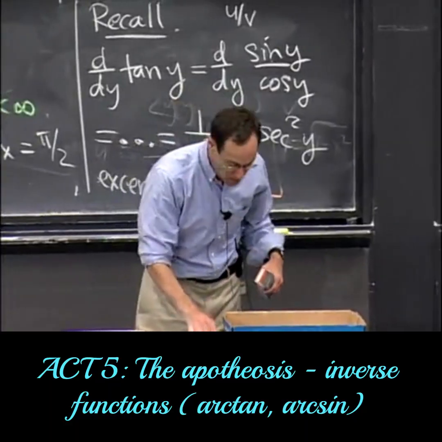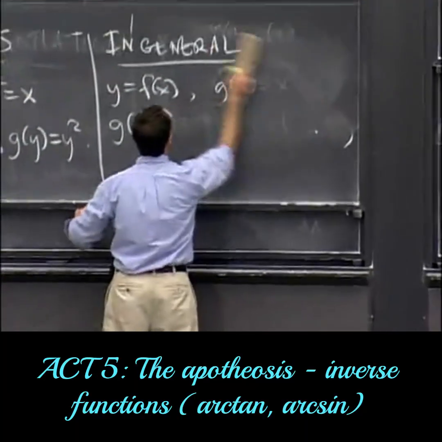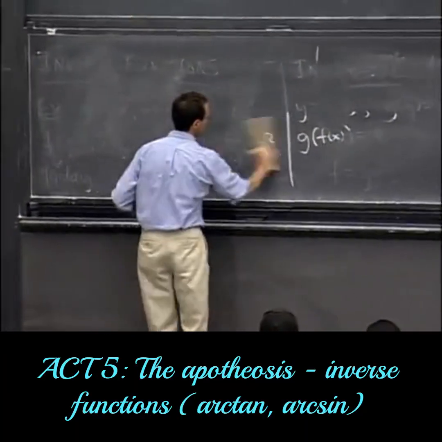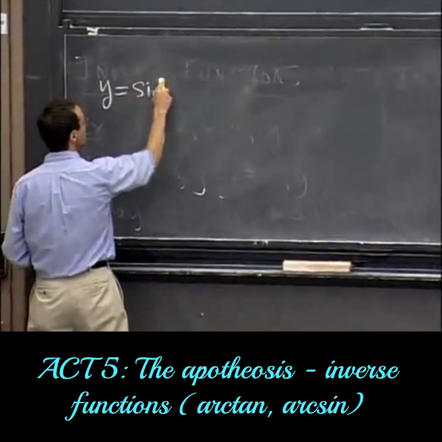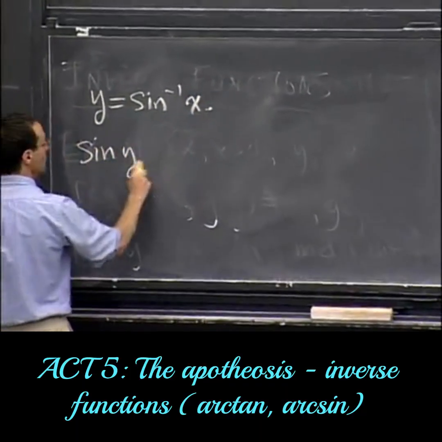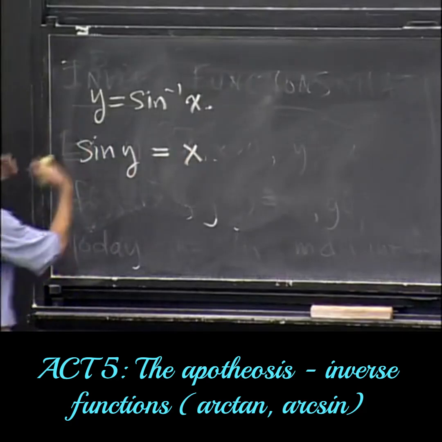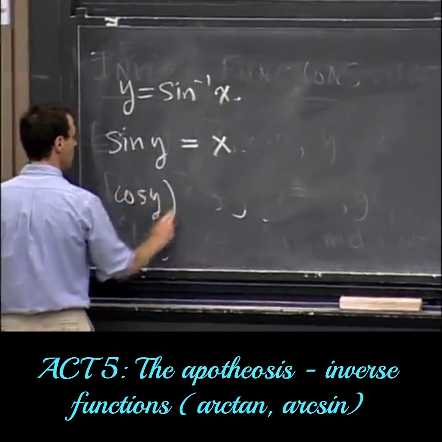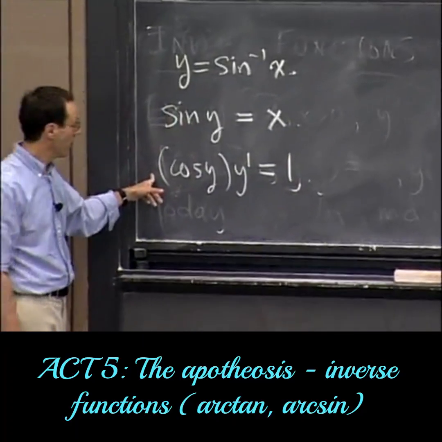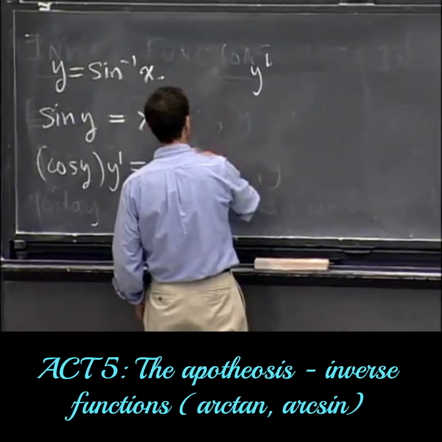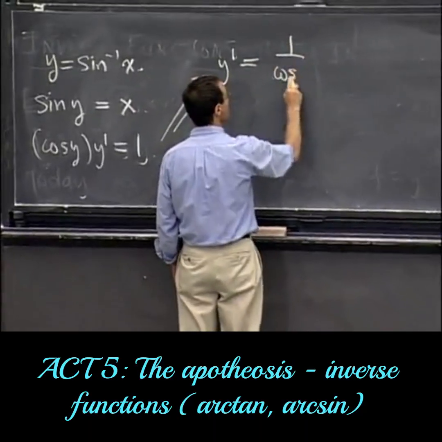Okay, so now I'm going to do the case of the sine, the inverse sine. And I'll show you how easy this is, because this one has an easy trig identity associated with it. So if y is equal to sine inverse x, then sine y is equal to x. And now watch how simple it is when I do the differentiation. I just differentiate. I get cosine y times y prime is equal to 1. All right? And then that implies that y prime is equal to 1 over cosine y.